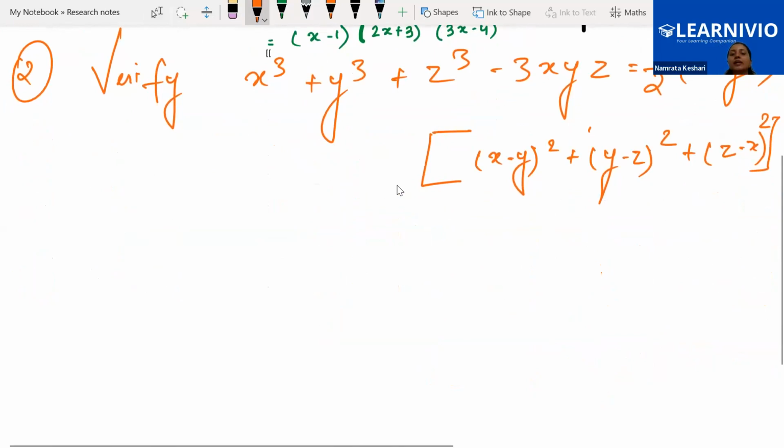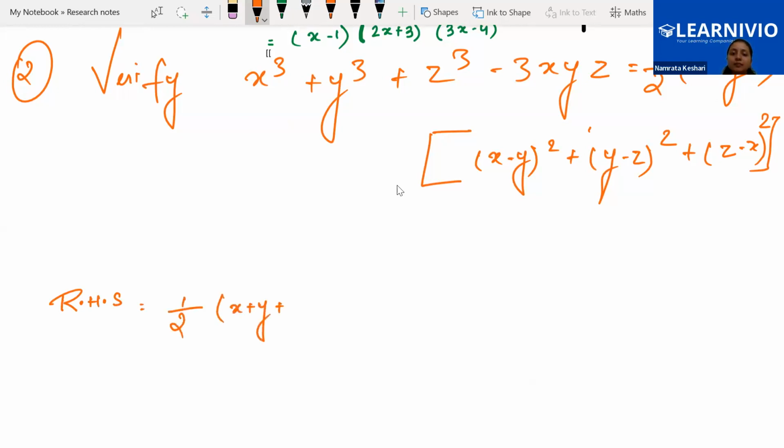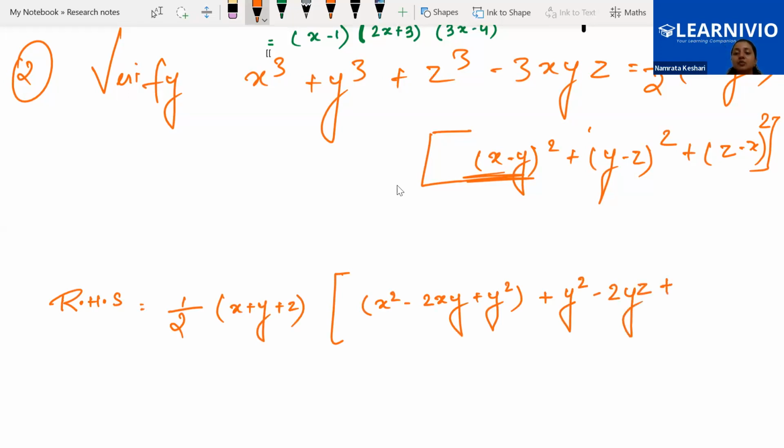We are having x cube plus y cube plus z cube minus 3xyz equals whatever is there. If we focus on simplifying the right hand side part, we have 1 by 2 times x plus y plus z in the bracket, and then x minus y whole square. Can we write this x minus y whole square as a square minus 2ab plus b square? Yes, ma'am. Similarly, let's expand the other terms as well. So we will have y square minus 2yz plus z square.